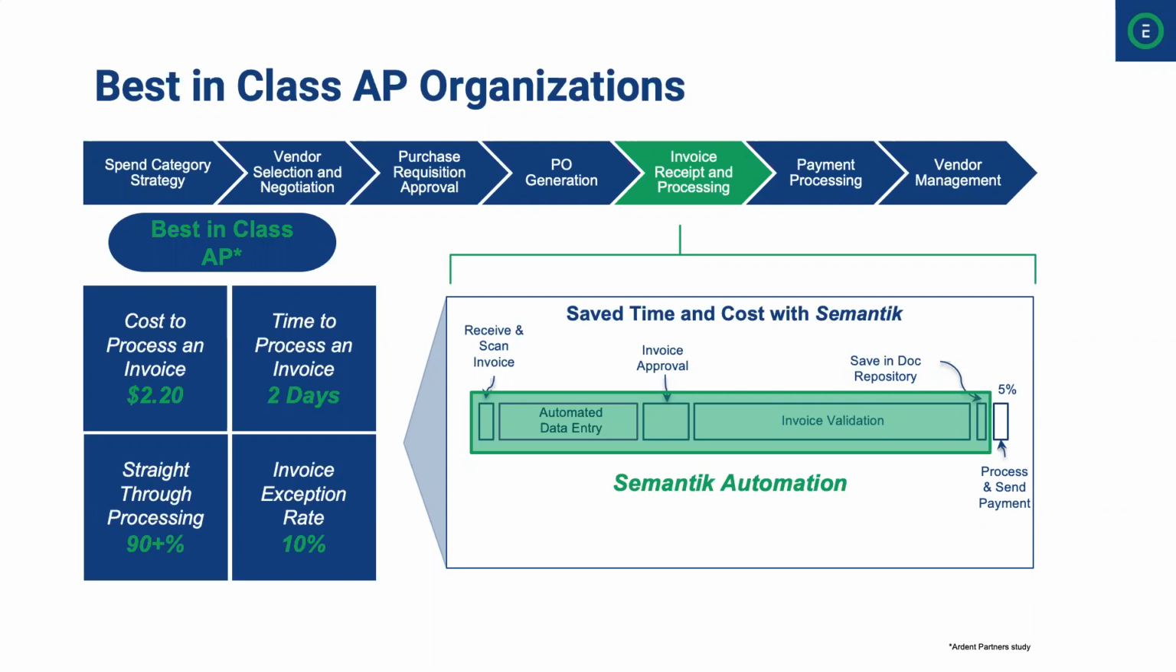Best in class organizations see a 5 to 7x decrease in the cost and time to process their invoices, and a 3x improvement in straight through processing. These results aren't rare, they're the norm when implementing an intelligent AP solution. And you can read about them in the case studies that we have on our site.